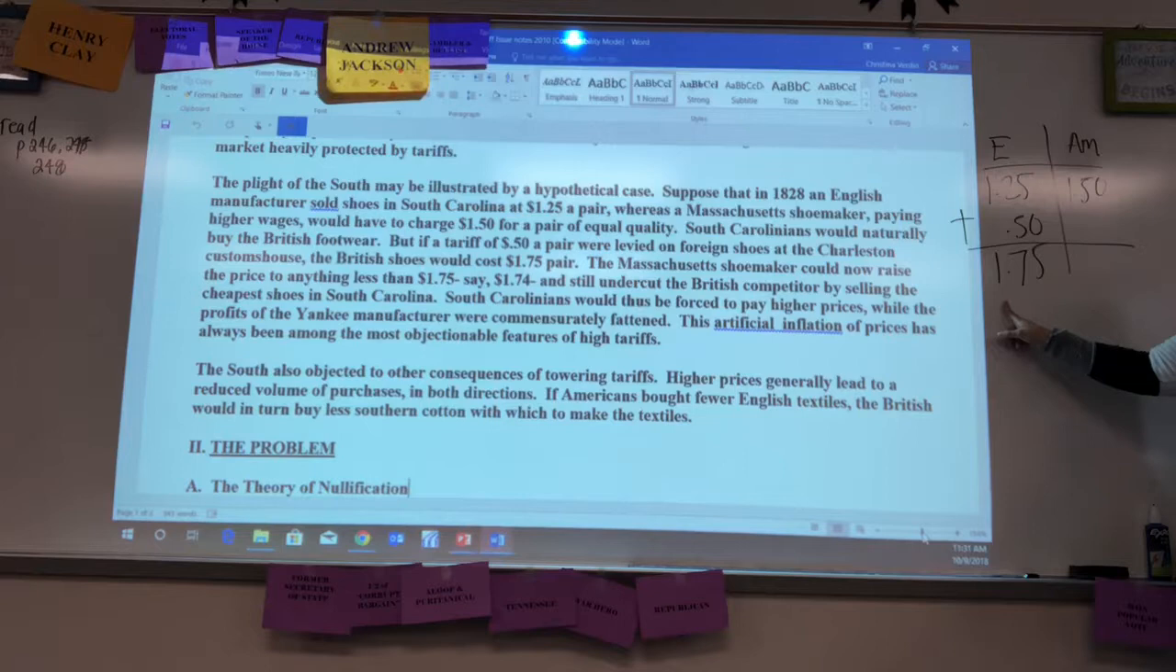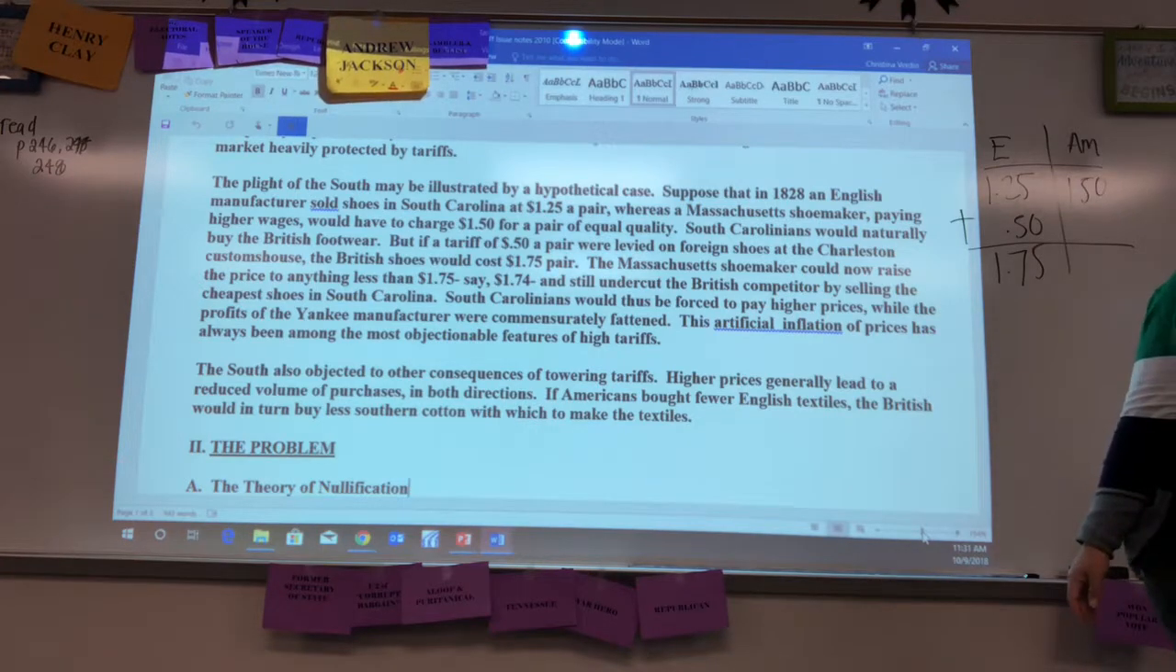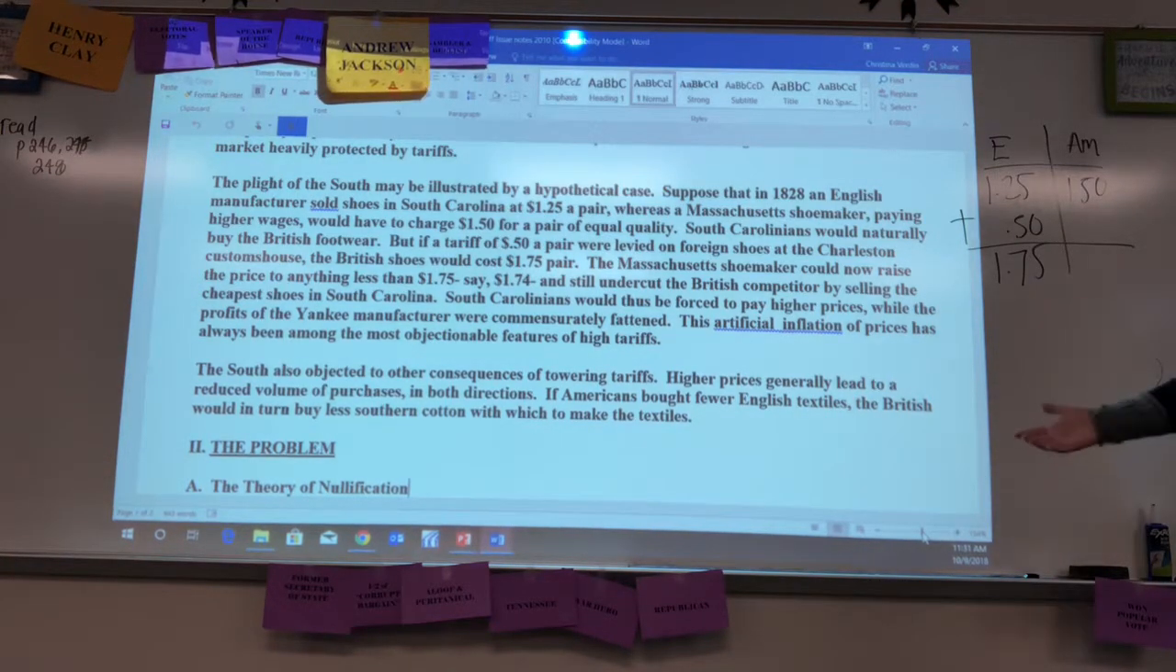Let's just say $1.74, and what are y'all now going to pay? How much has price just gone up for you from $1.25 to $1.74? 49 cents. Are you making that money? Who's making that money? The manufacturer, where in America? In the North. So, the South Carolinians, do you think they're happy? So the South Carolinians would thus be forced to pay higher prices, while the profits of the Yankee manufacturer are considerably fat, and he's getting 49 cents more. This artificial inflation of prices has always been the most objectionable feature of high tariffs.